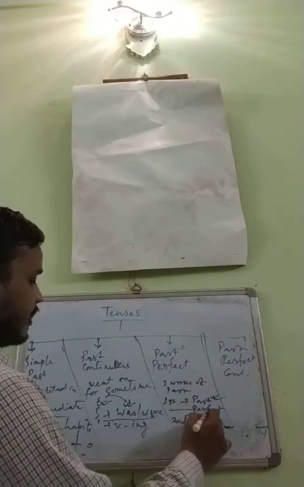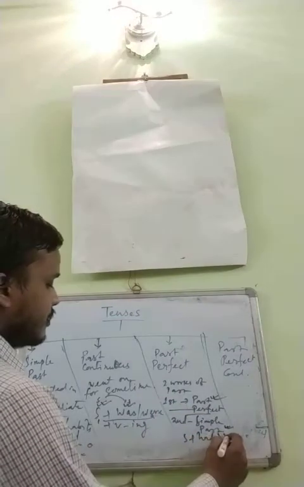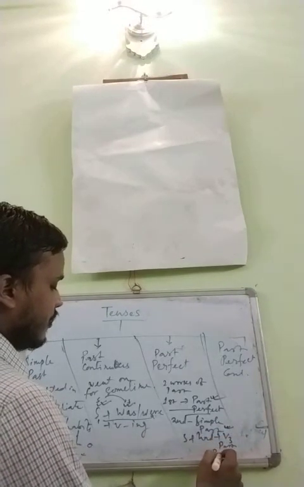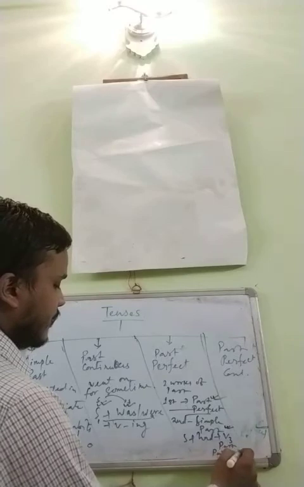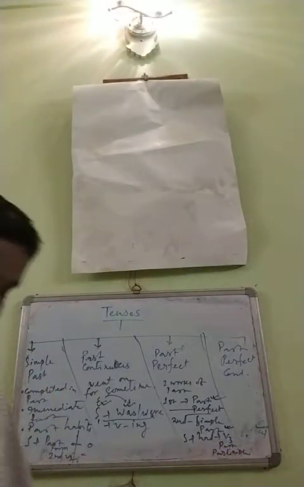So past perfect, what is the structure? Subject plus had plus V3 or the past participle. Okay, past participle or the third form of the verb. Okay, now past perfect continuous.